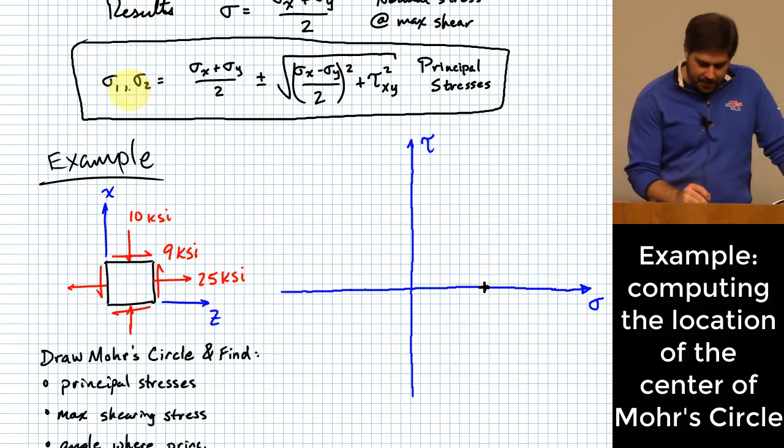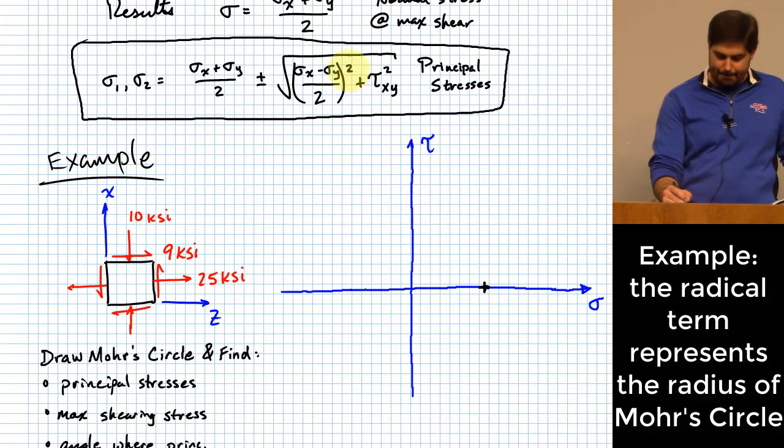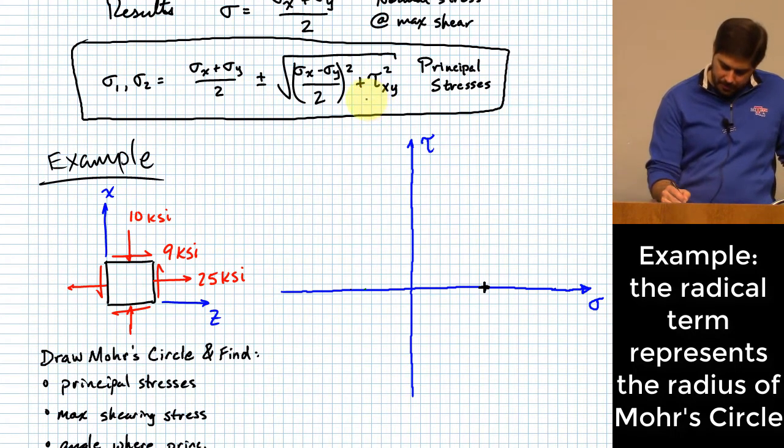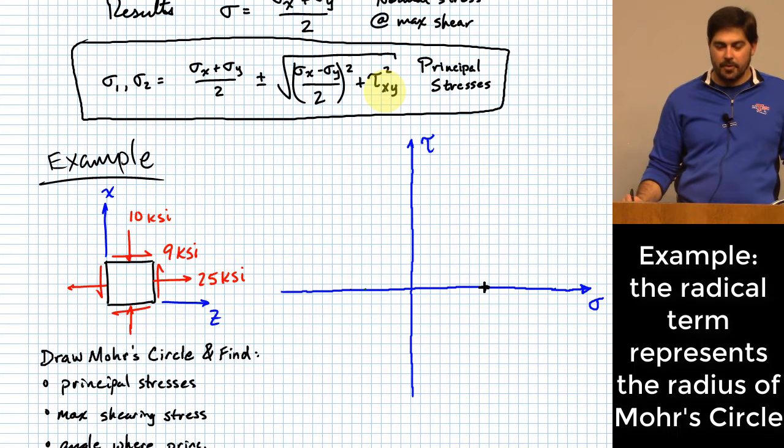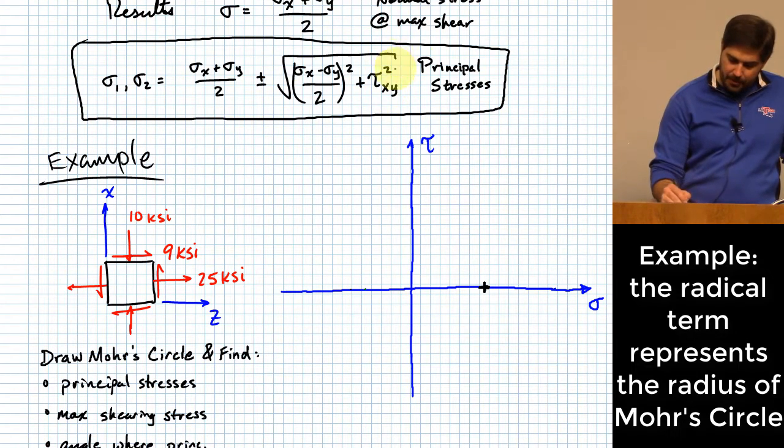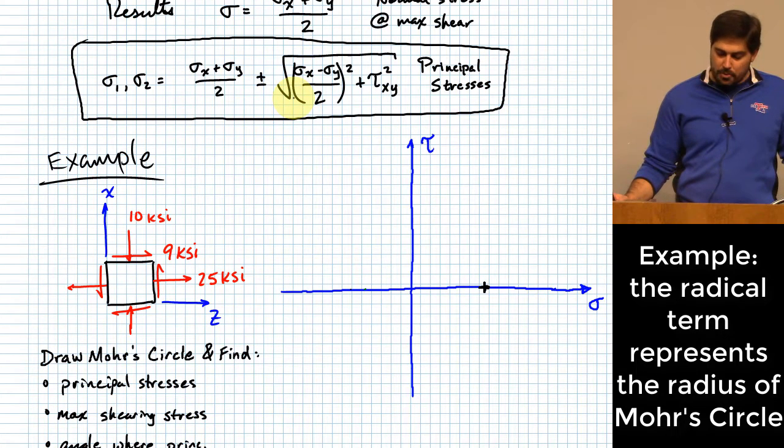All right, now what's this other term? It's a square root of a sum of squares, where one of them has to do with half of the difference between my normal stresses. Half of the difference between my normal stresses. That's interesting. And the other one is the shearing stress that's being applied in this XY orientation. That actually represents a radius of this circle. That second term over there actually represents a radius of Mohr's circle.